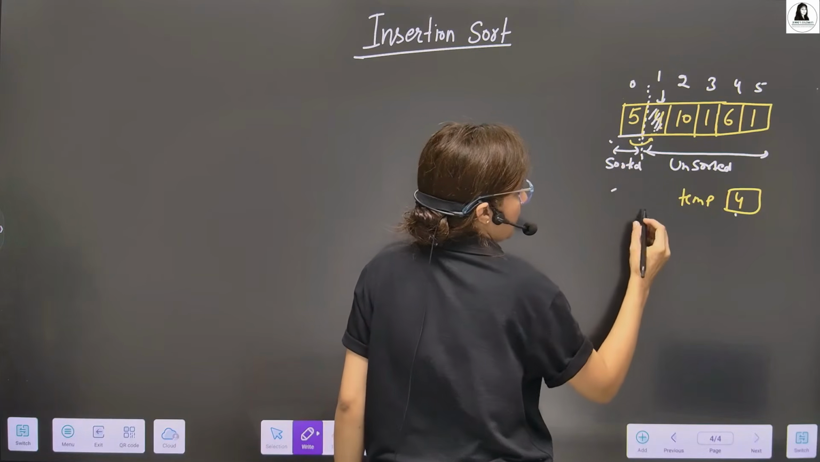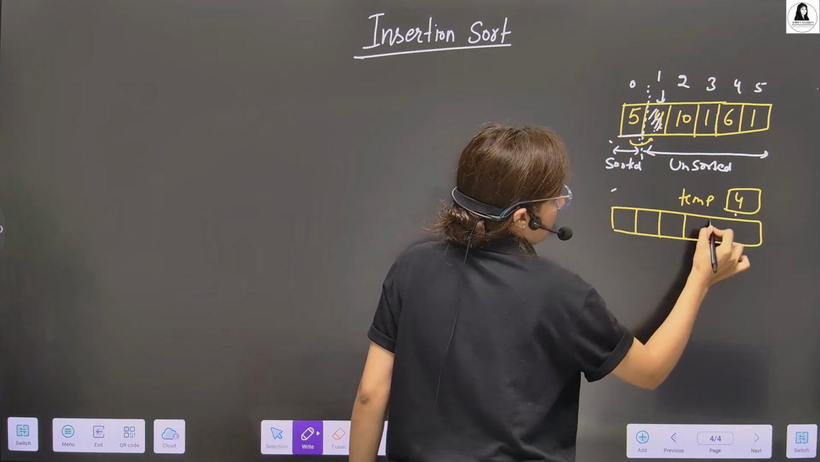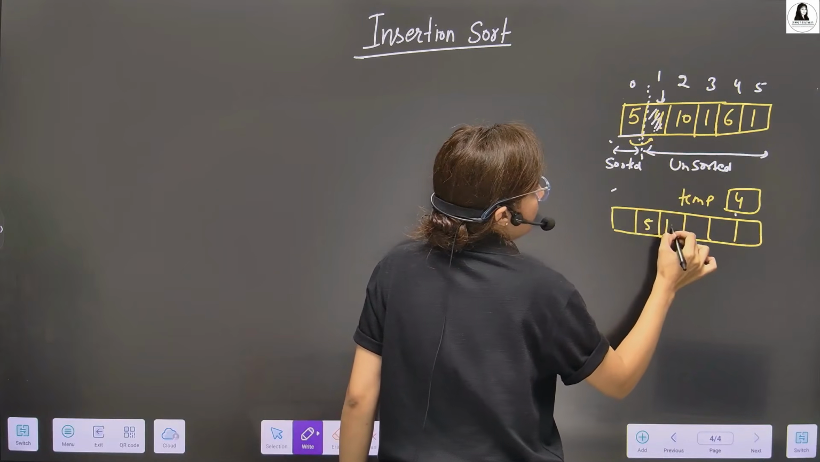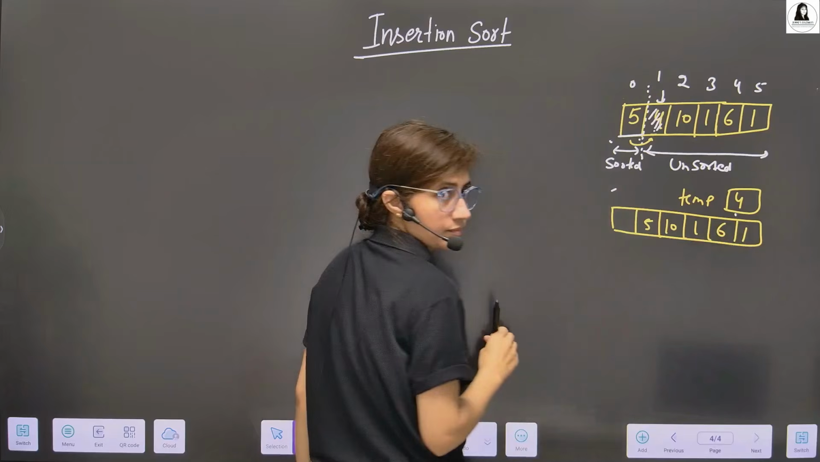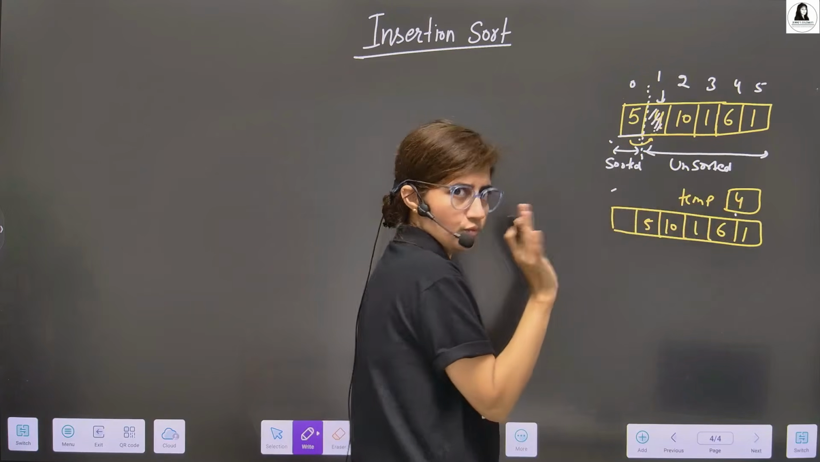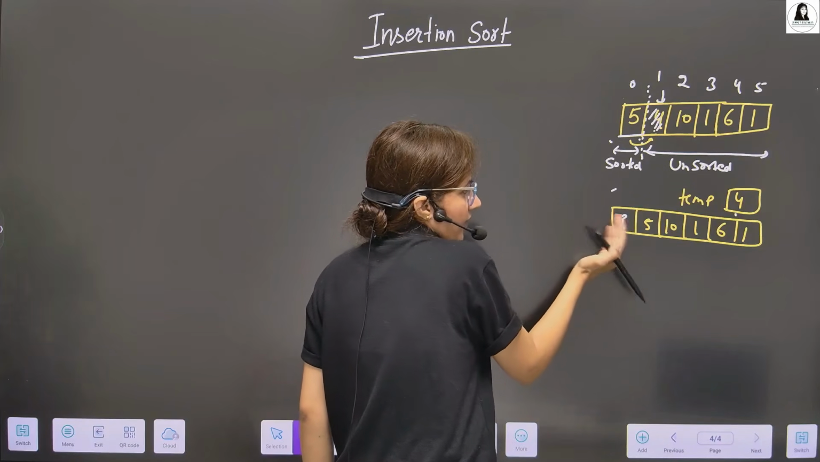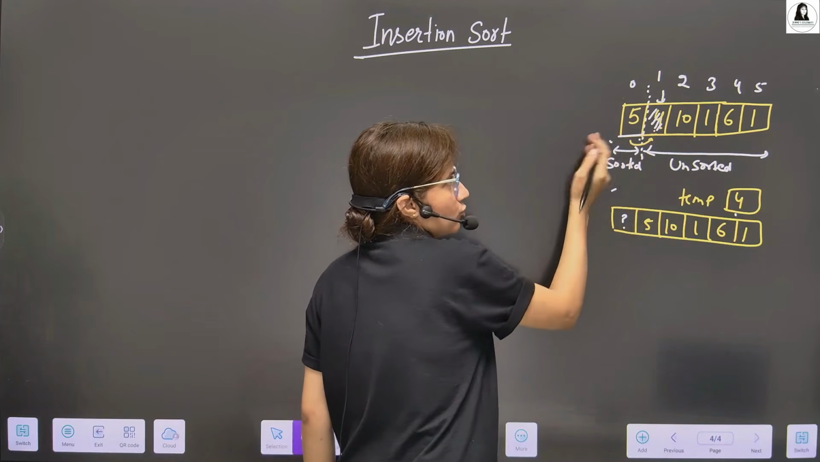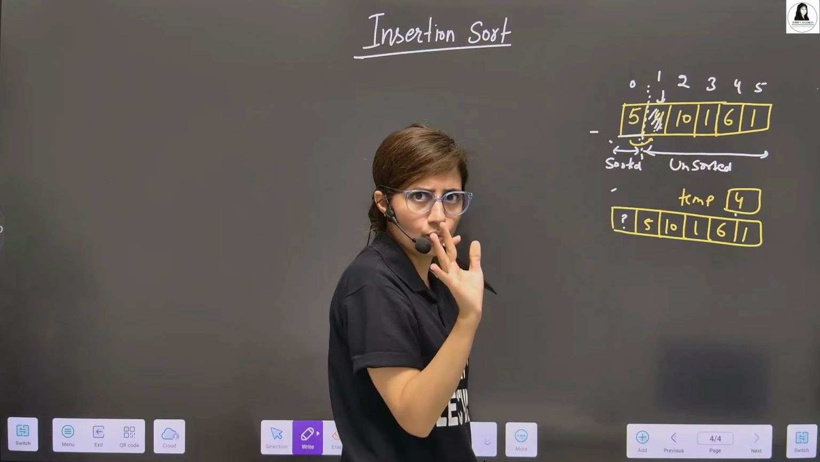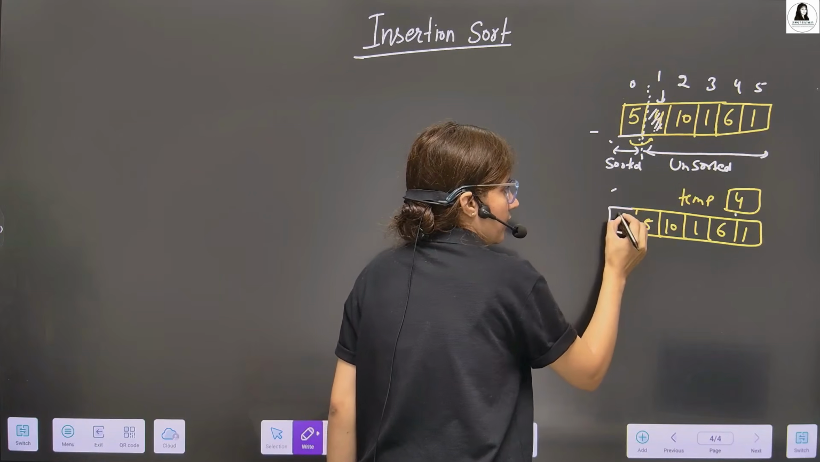So the array is something like this. Now we have 5 here, 10 here, then 1, 6 and 1. It's not that after shifting we just place this 4 here. No, wait. Now, is there any other remaining element in the sorted array with which I can compare this 4? No. It means, yeah, this is the right place for this 4. Insert 4 here.